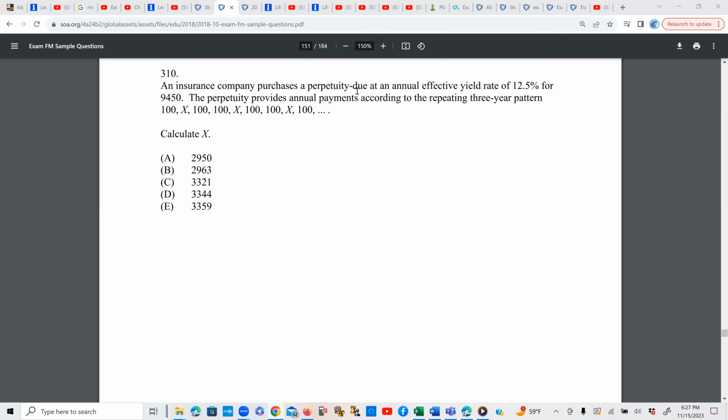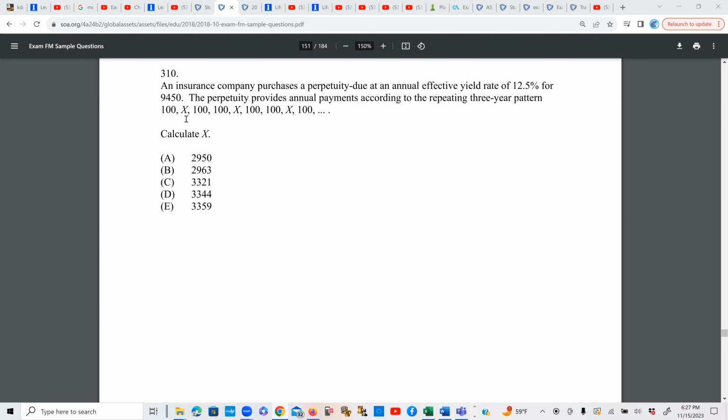So due means that it starts right now. If you look at this 100, and then you skip the next 2, and then there's another 100, then you skip the next 2 and there's another 100. So the first stream would be starting at time 0 and it pays every 3 years, 100 here, 100 here, 100 here, and so on.